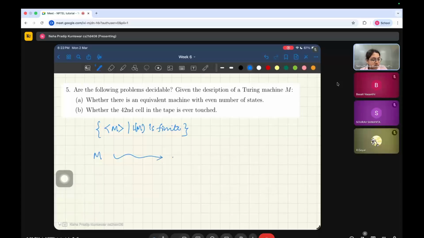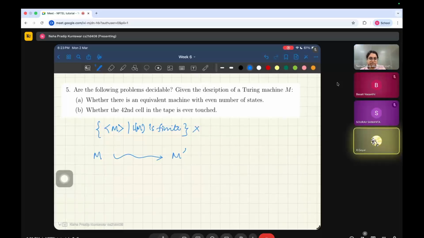Can I convert it into an equivalent machine M prime with certain properties? This is similar to the question that you had asked: if I have a machine M with a set of finite states, is it equivalent to a machine with a single finite state? That is the kind of property we're talking about, rather than a property of the language.